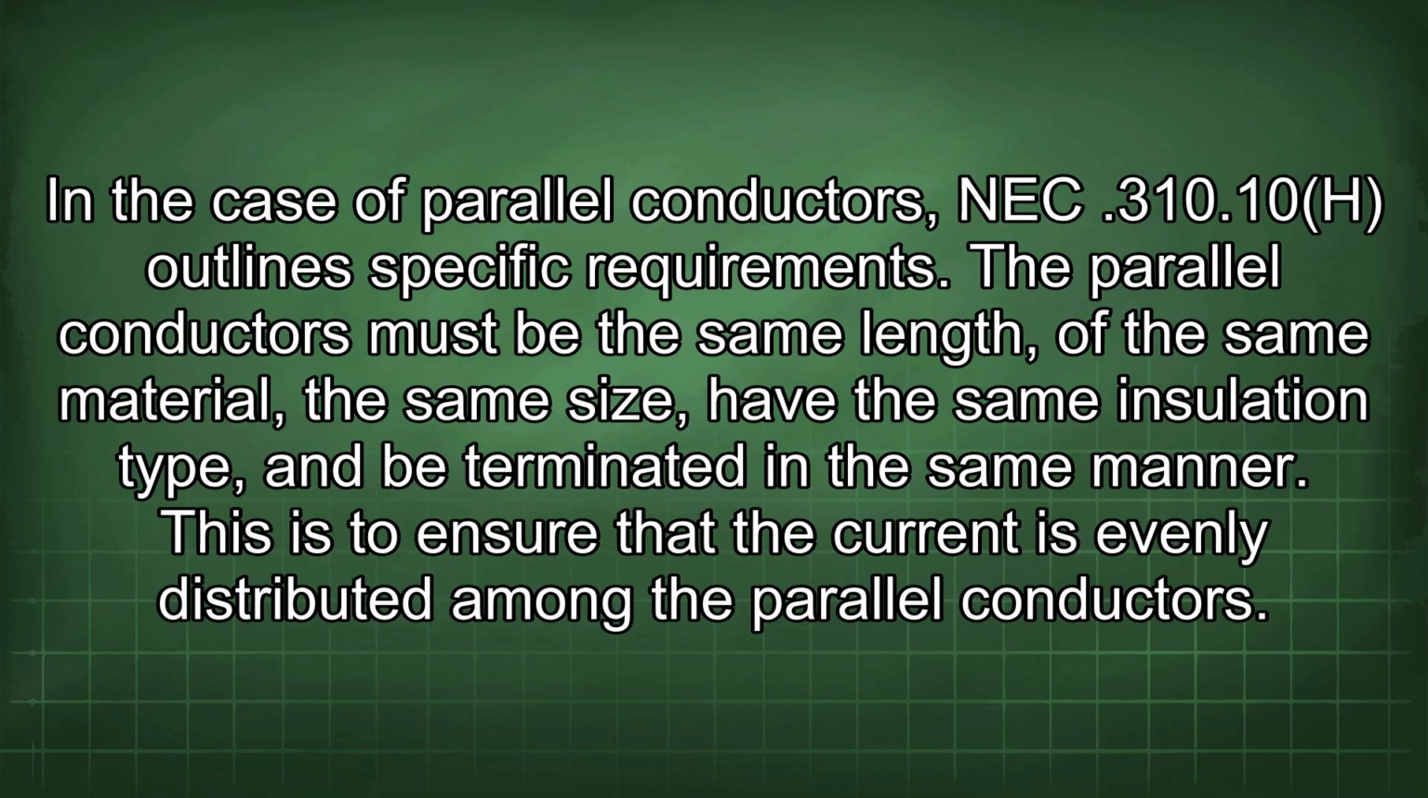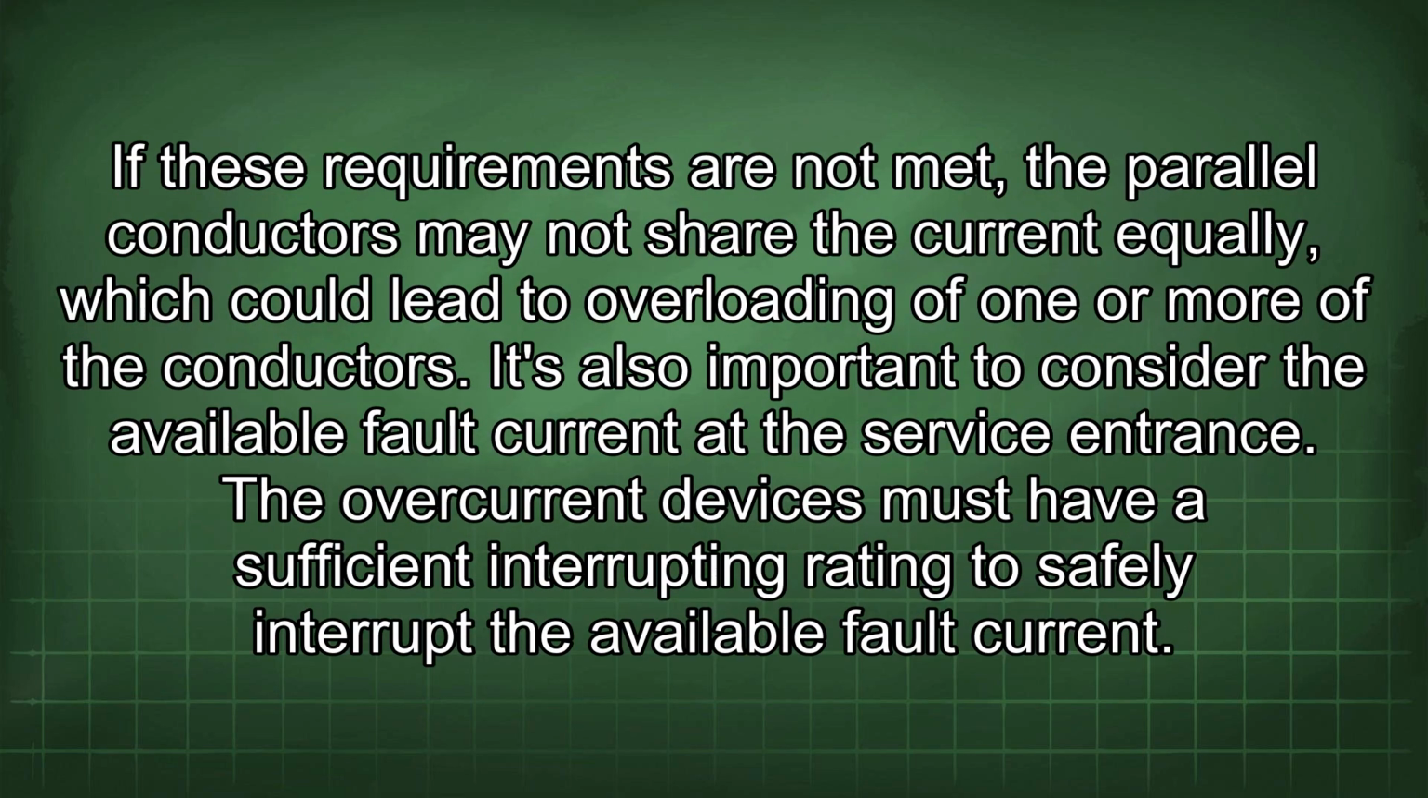In the case of parallel conductors, NEC 310.10H outlines specific requirements. The parallel conductors must be the same length, of the same material, the same size, have the same insulation type, and be terminated in the same manner. This is to ensure that the current is evenly distributed among the parallel conductors. If these requirements are not met, the parallel conductors may not share the current equally, which could lead to overloading of one or more of the conductors.